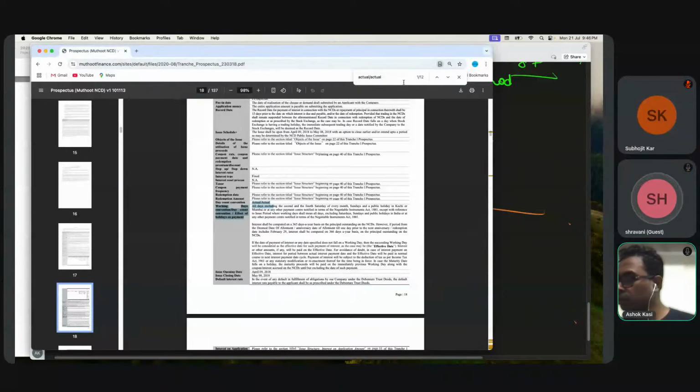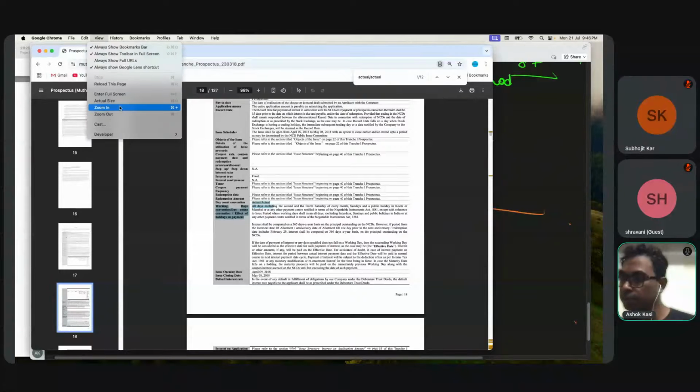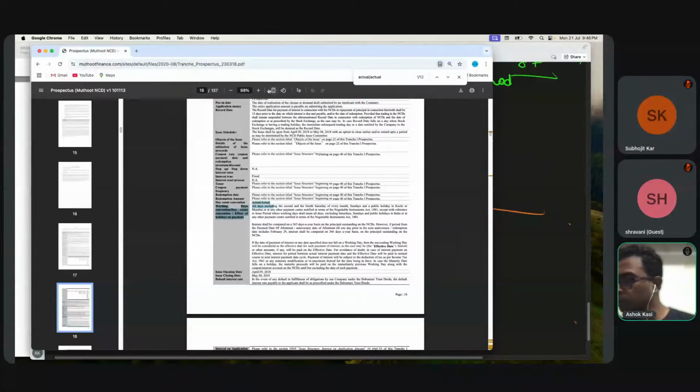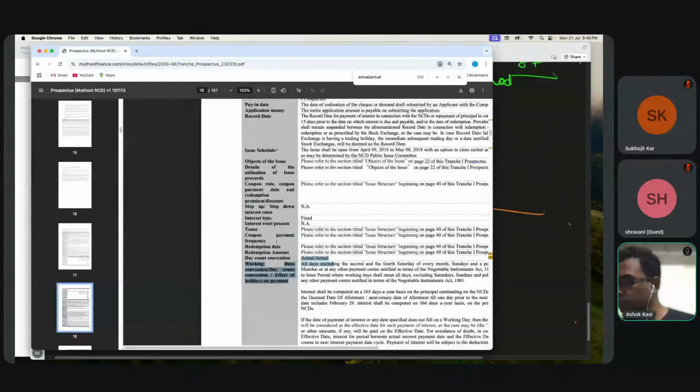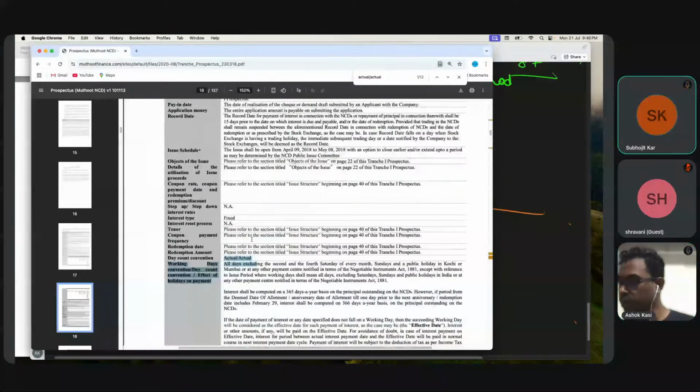How do I make it bigger here? View. No, here there should be a way. See, day count convention. It is called day count convention. And see, actual to actual. Otherwise, they would mention 30 by 360. Okay, actual to actual.